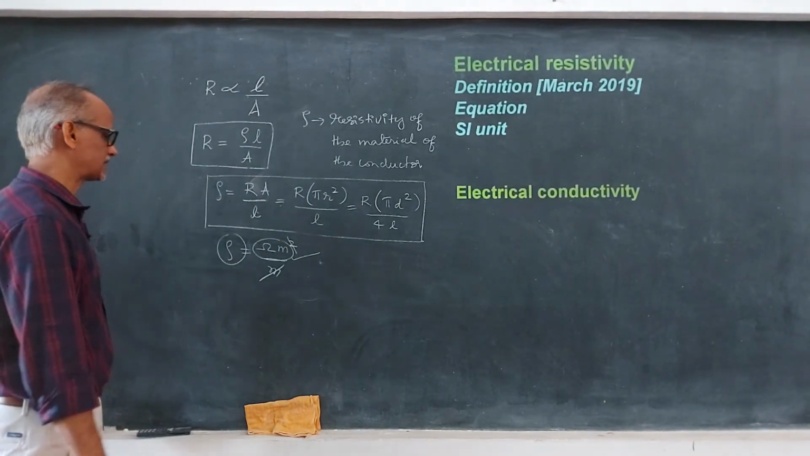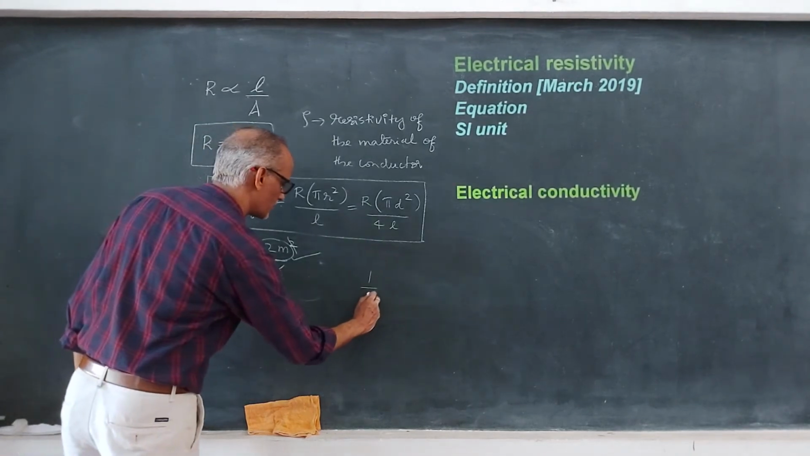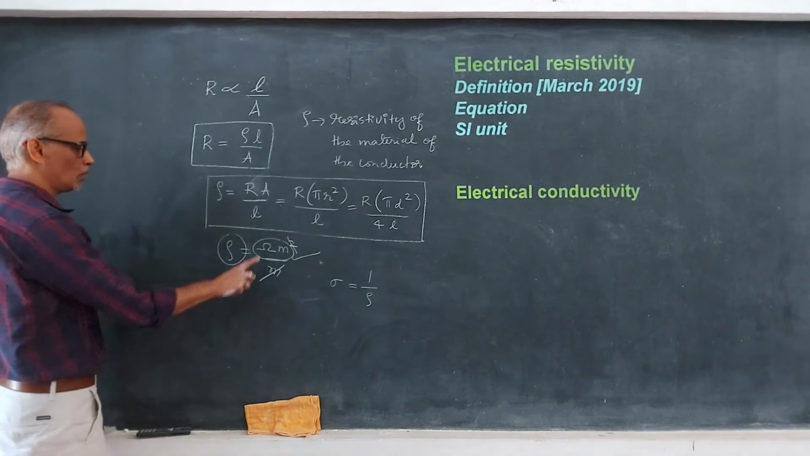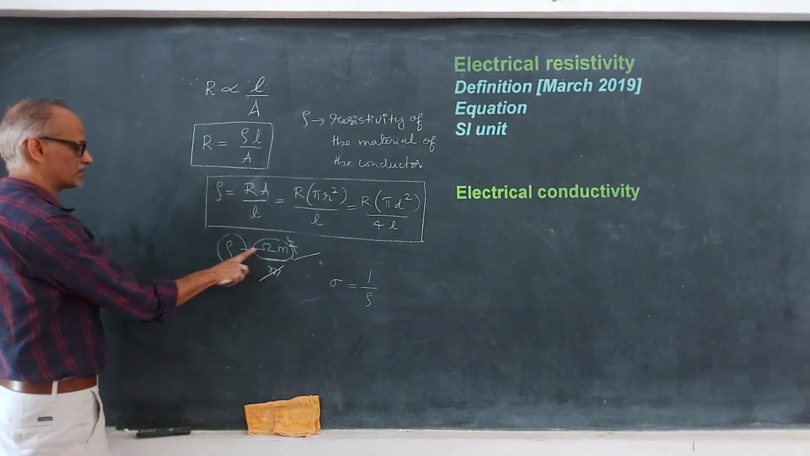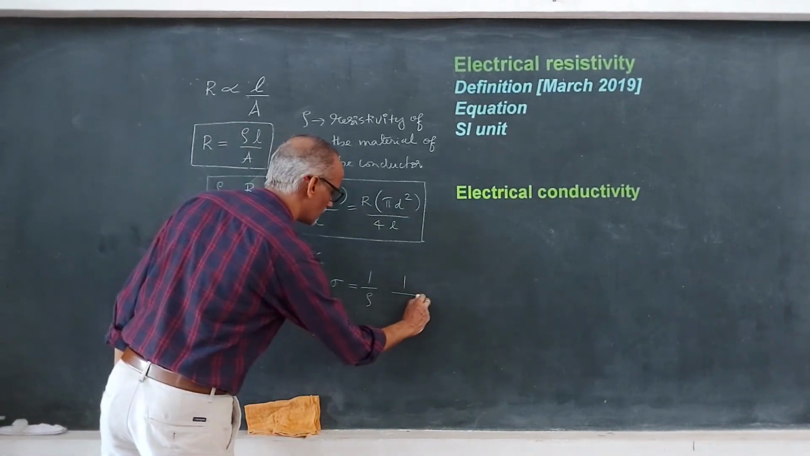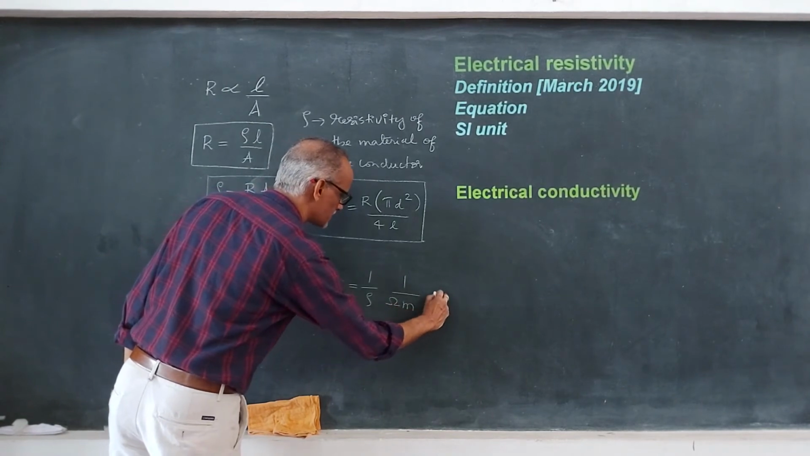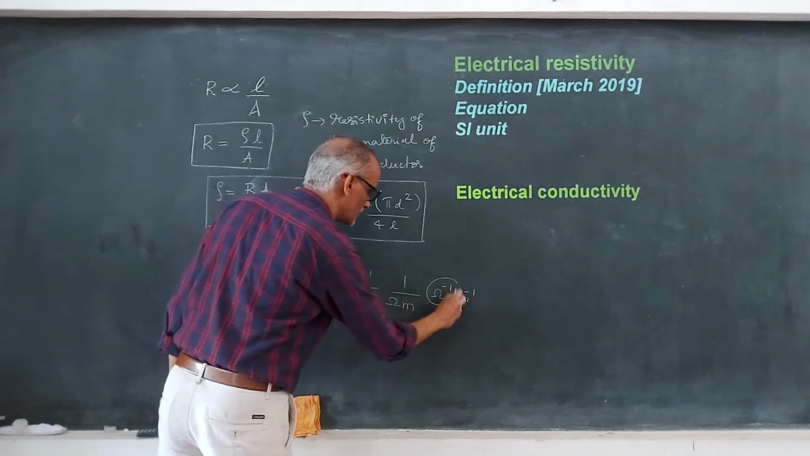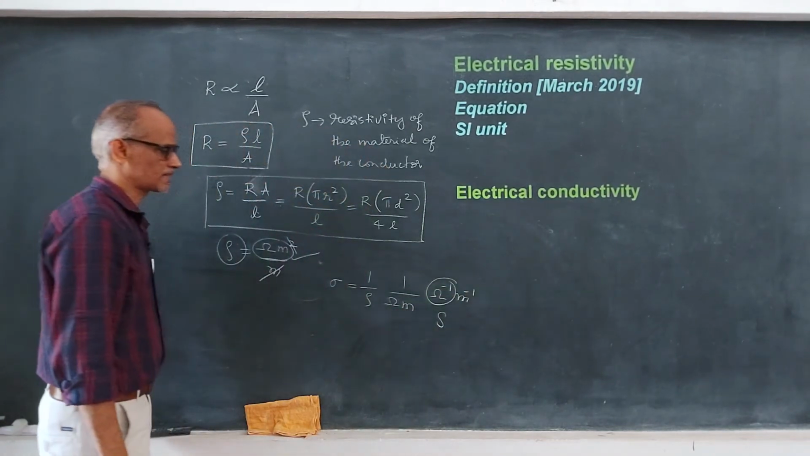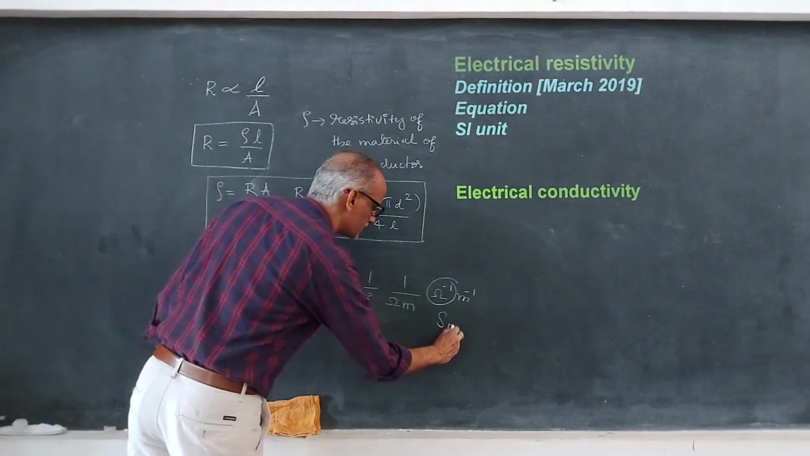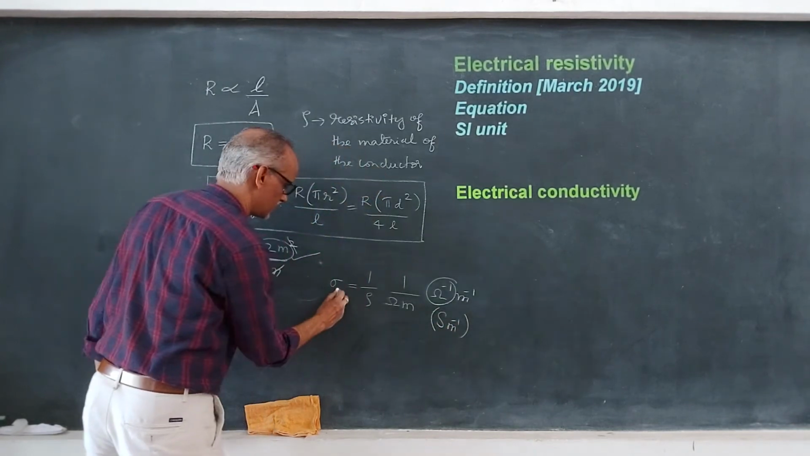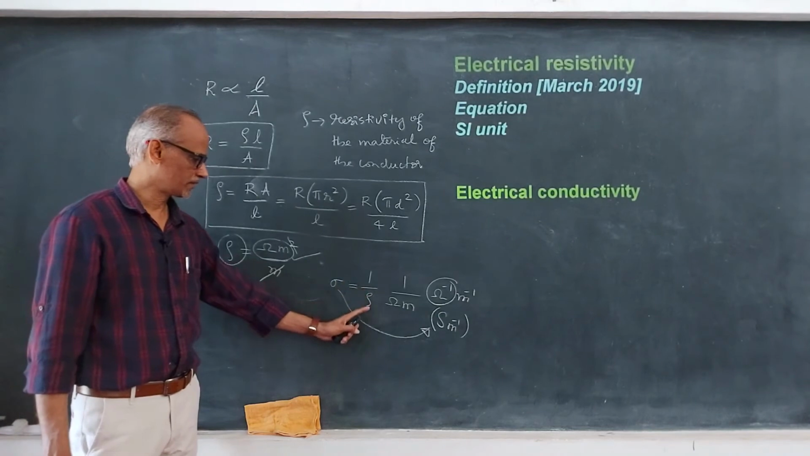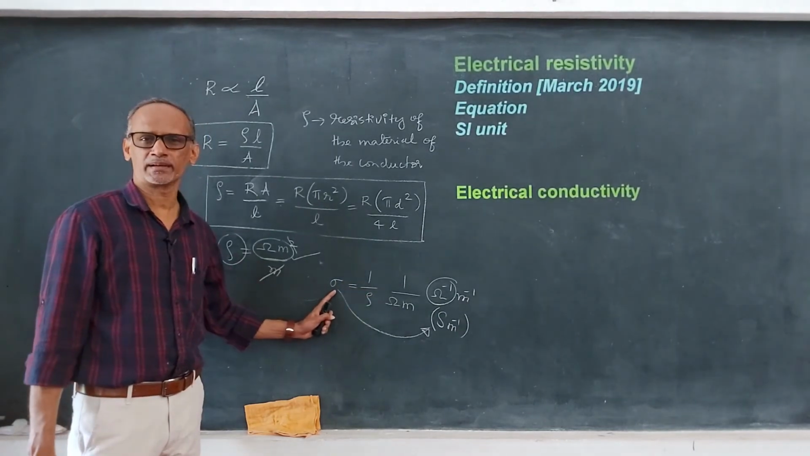What is electrical conductivity? Reciprocal of resistivity is called conductivity. Ohm meter is the unit of resistivity, so the reciprocal is 1 by ohm meter, that is per ohm per meter. But per ohm is nothing but the Siemens, correct. So Siemens per meter is the unit of electrical conductivity. Reciprocal of resistivity is called electrical conductivity.